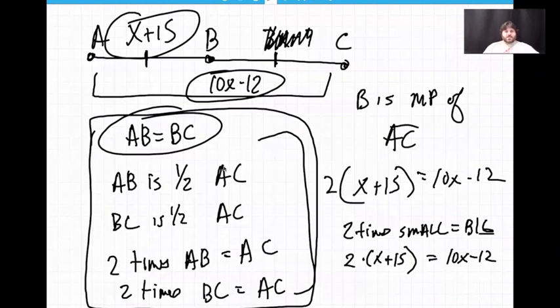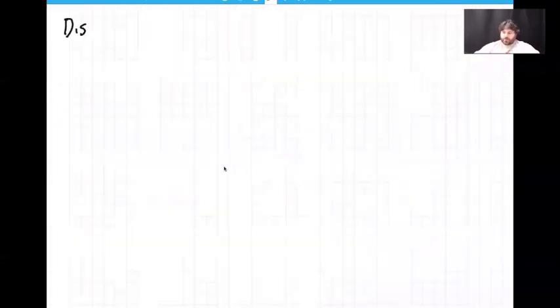Remember, they could be asking what's the length of AB, or what's the length of BC, or what's the length of AC, or any of these questions. But you just make sure that you answer the question that they ask. Okay? All right, next topic is the distance formula.